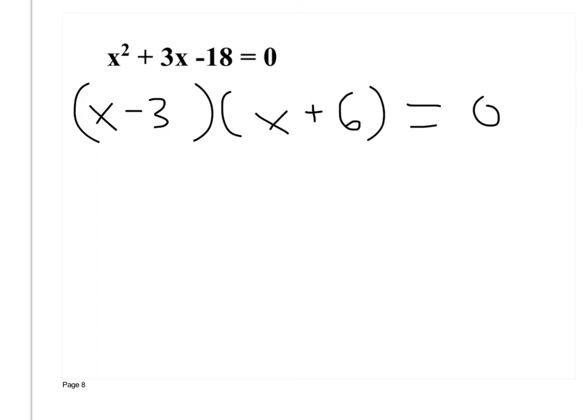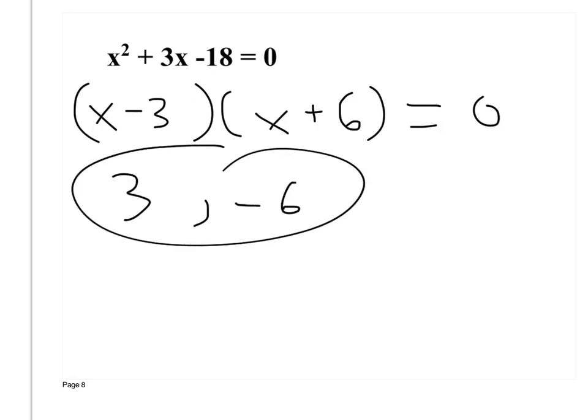So I make those both equal to 0. This one's going to be 3. This one's going to be negative 6. There are your two terms. Here's your homework.